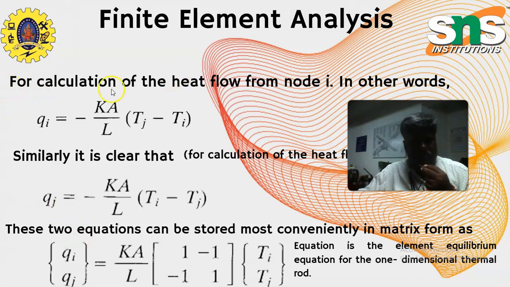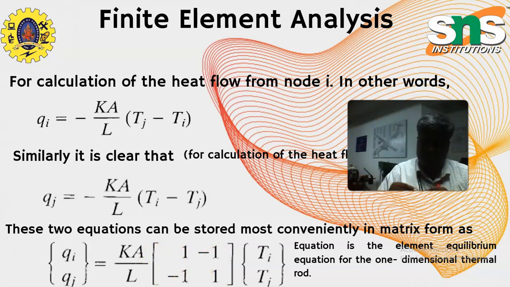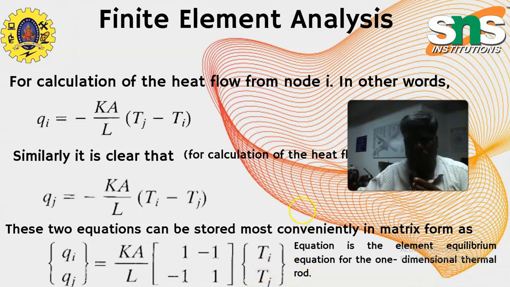The above two equations, at nodal point 1 and nodal point 2, can be stored most conveniently in matrix form. In vector form, Qi, Qj equals KA divided by L times the matrix 1, minus 1, minus 1, 1, which is the stiffness matrix, times the vector of temperature distribution Ti, Tj. This is the element equilibrium equation of the one-dimensional rod.